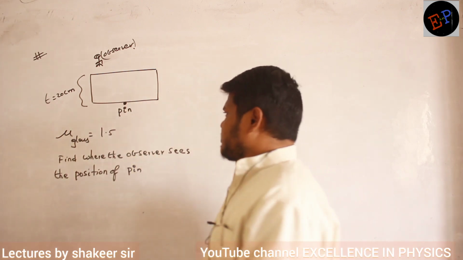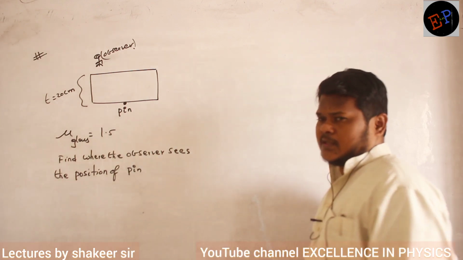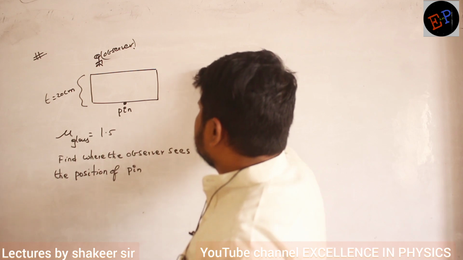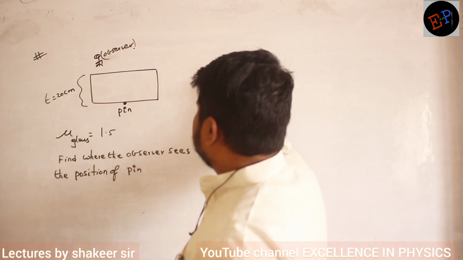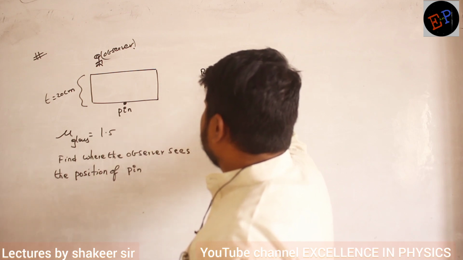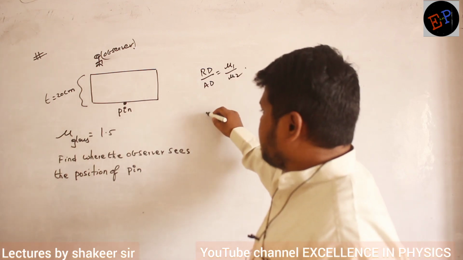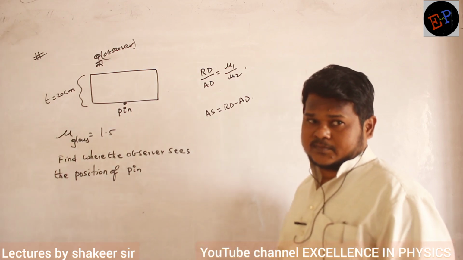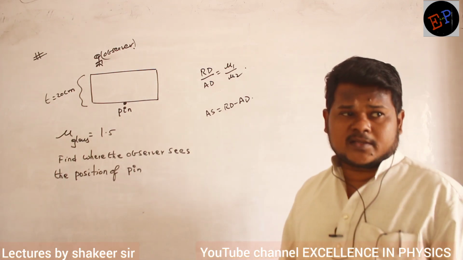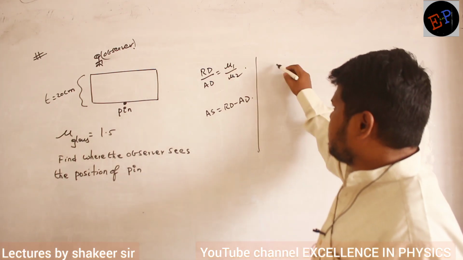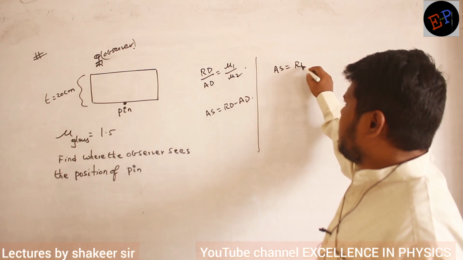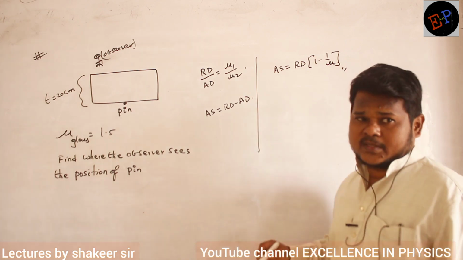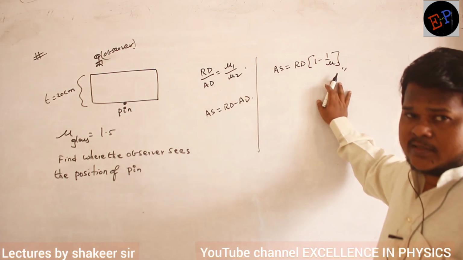Okay, so let us see. This is the concept based on real depth and apparent depth only. Clear? So what is the relation? Real depth divided by apparent depth is equal to mu1 divided by mu2. First relation. Second relation is apparent shift is equal to RD minus AD. Second relation. If you have not memorized the equations, if you know the equations, then apparent shift is equal to RD into 1 minus 1 by mu. This is also one relation. And this is the relation in which condition I can use.